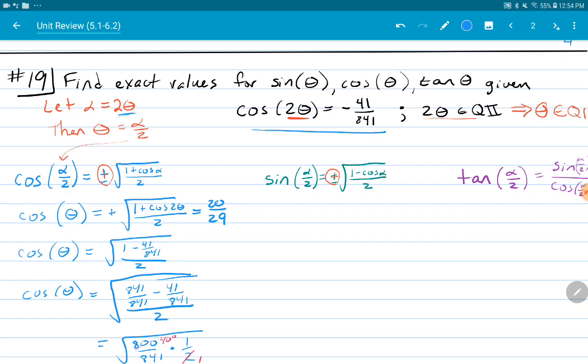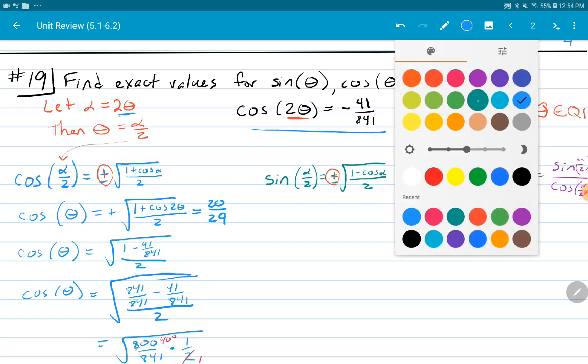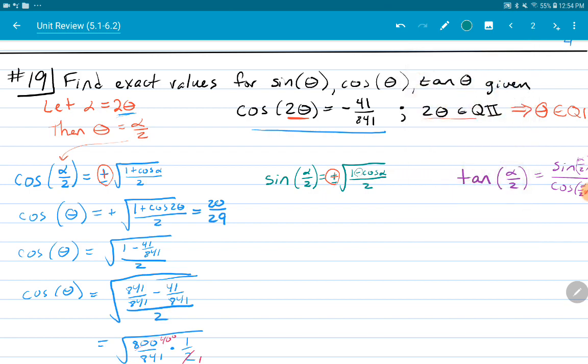Okay, and then I have a similar process for sine. The only thing that really changes is this sign right here. That's now a negative. So I can start with the work I already started. I can actually start from right here and just change that sign. So I get this equals square root of 841 over 841. This time it's going to be plus, because it's minus a negative, 41 over 841 over 2.